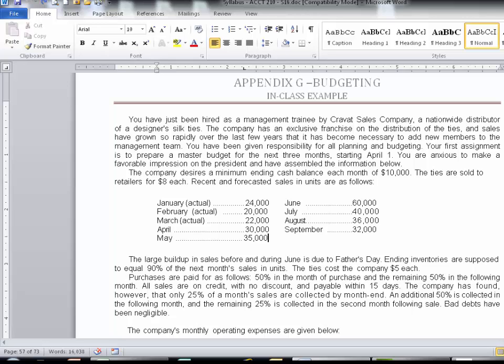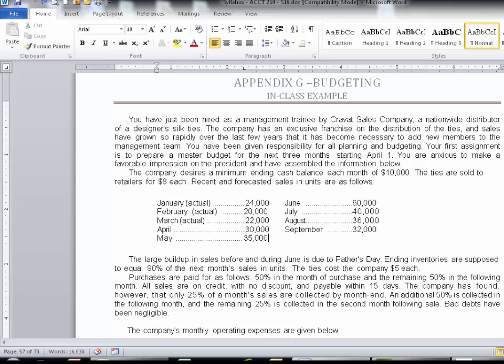Companies will prepare budgets to help them predict what is going to occur in the next foreseeable period. Sometimes they'll budget for a year, sometimes a month, sometimes a quarter, but whatever it is, they're trying to project what's going to happen based on reasonable expectations and past performance.